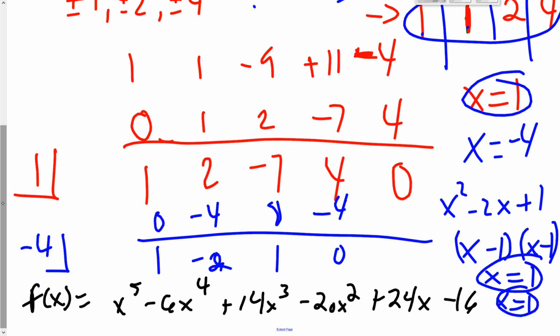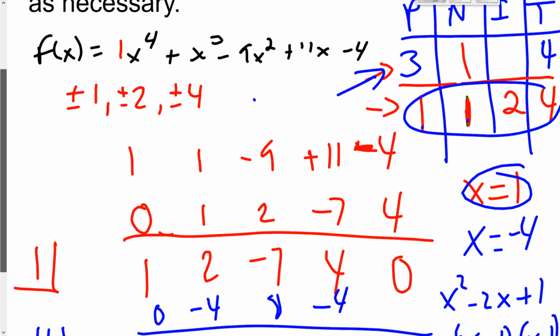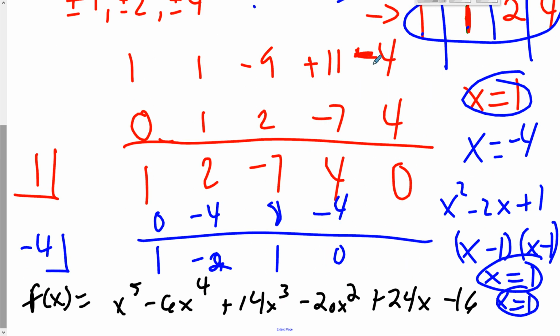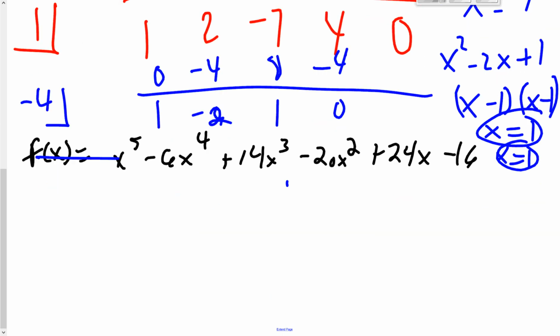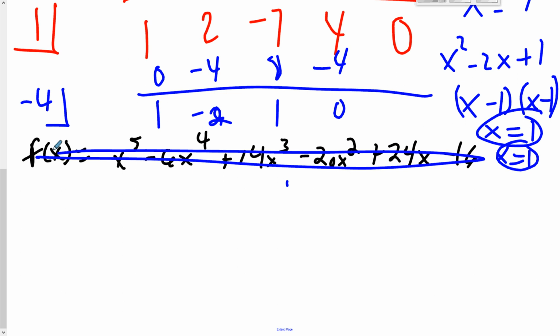So really, I got caught off guard because we have a multiplicity. So it was actually 3 positive answers. So 3 positive answers. X equals 1, multiplicity of 3, and then x equals -4.